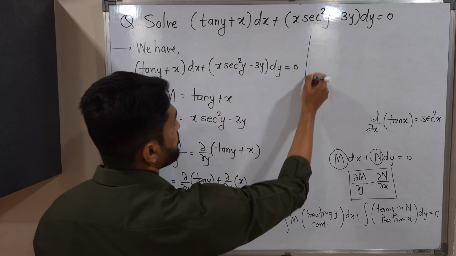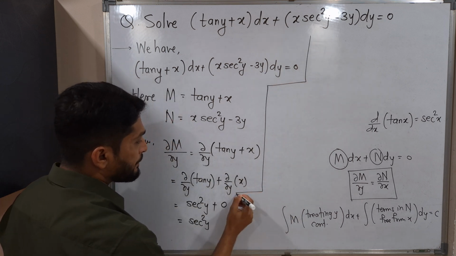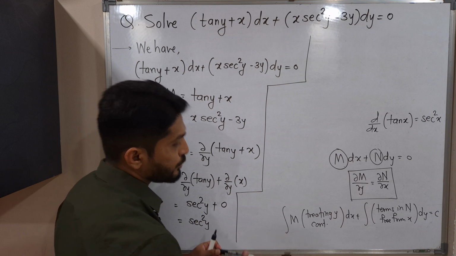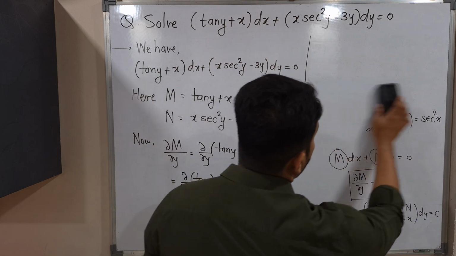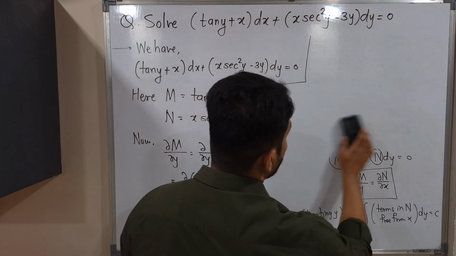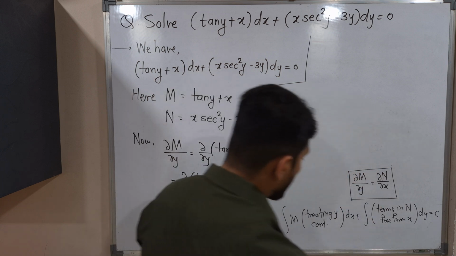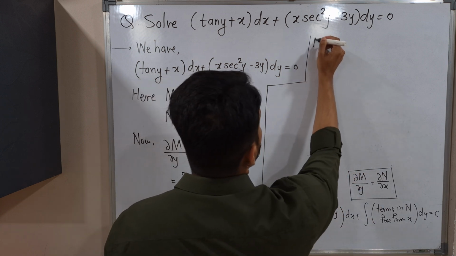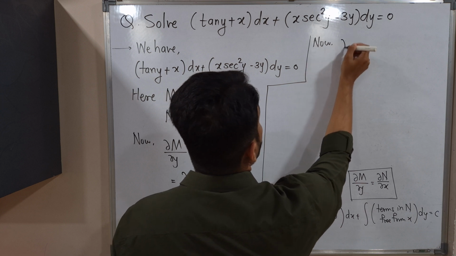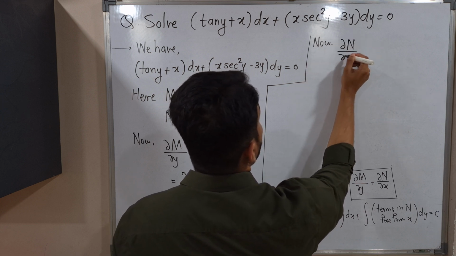Let us move further. Let me make them separate by this line, so we will have some more space to write. Let me remove this part. Okay, this part is over. Now we have to check whether these two partial derivatives are the same or not. Now derivative of n with respect to x.